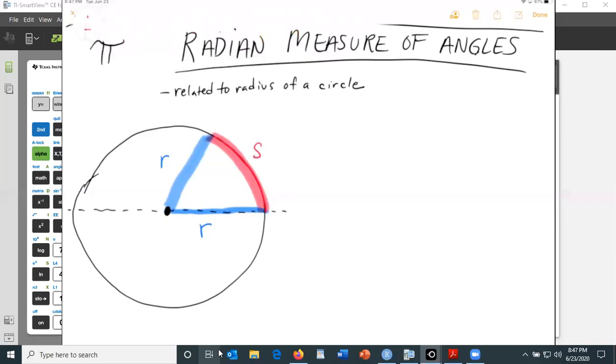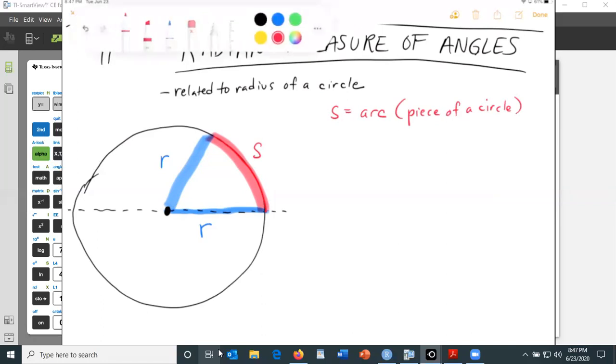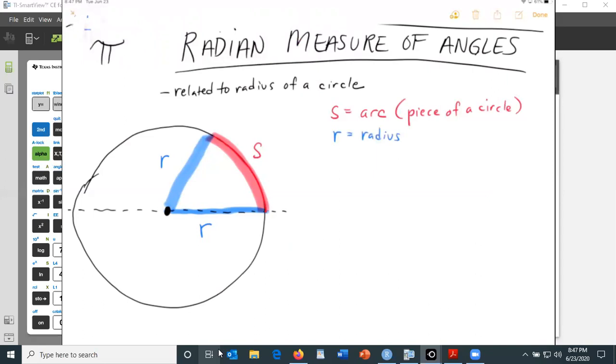Where S is the arc. The arc is a piece of a circle, right? So it's the piece of a circle that's being contained by those two radii. That just means the radii are like two arms stretching out to hold both ends of the arc. Now what we want to look at is the angle formed by those two radii.